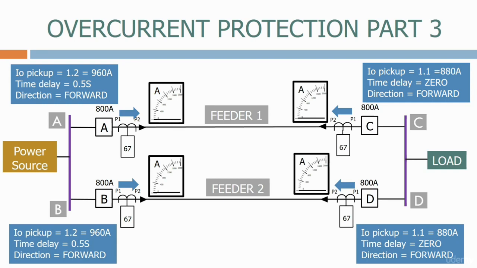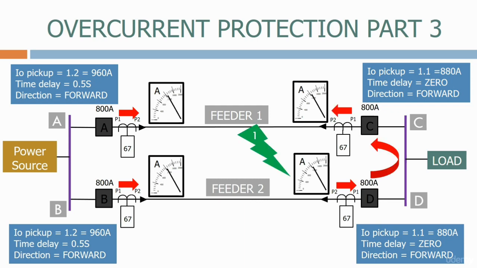Let's now close the circuit breaker. Current will now flow from the power source through feeder 1 and feeder 2 onto the load. If the two feeders are the same length, the currents should be shared fairly equally. Let's now apply a fault on the feeder from A to C and see what happens. The currents will increase substantially on both feeders, with additional current backfeeding from end D to C.